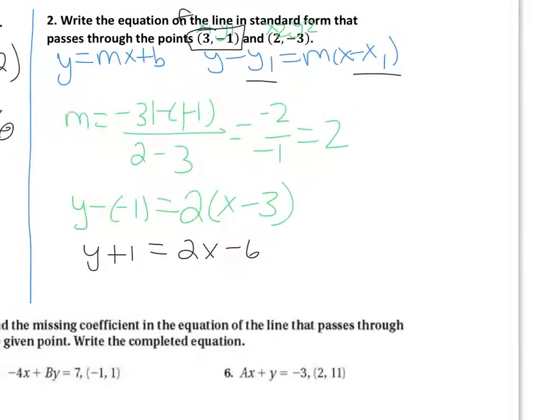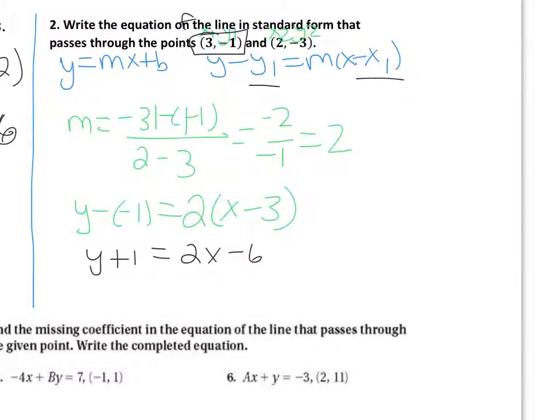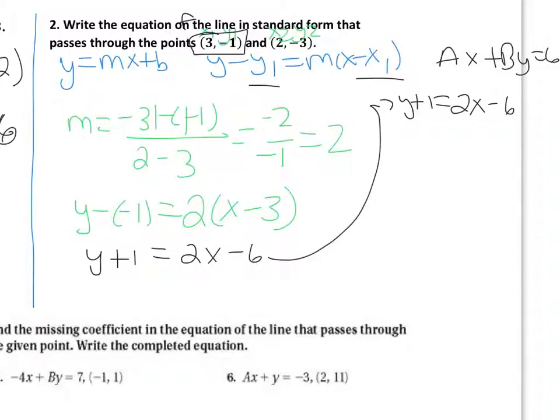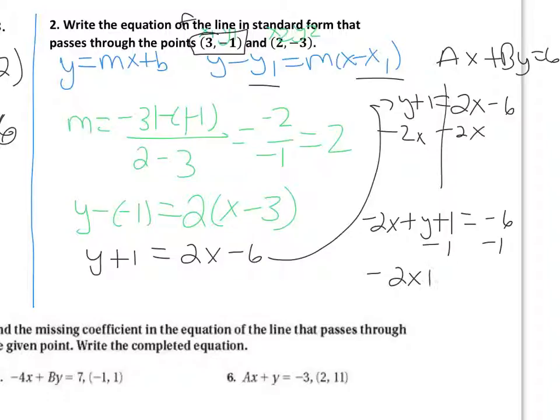Now we need to get it into ax plus by equals c. So we need to get the x and the y on the same side, so I'm going to subtract the 2x over. So now on this side, I have negative 2x plus y plus 1 equals negative 6. Subtract the 1, you get negative 2x plus y equals negative 7. Okay? There it is in standard form.